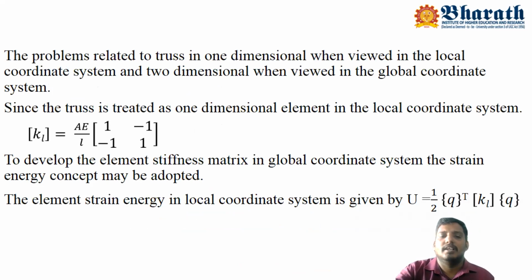So the problem is related to a truss in one dimension when viewed in a local coordinate system. Because we place a local coordinate system on the individual element, it looks like a one-dimensional bar element. We already derived the stiffness matrix for the one-dimensional bar element, that is AE by L times the matrix 1 minus 1, minus 1 1. We have to develop the element stiffness matrix in the global coordinate system. Then we have to adopt a strain energy concept here. So the element strain energy in the local coordinate system can be written as U is equal to 1 by 2 Q transpose times the stiffness matrix in the local coordinate system, KL, times Q.